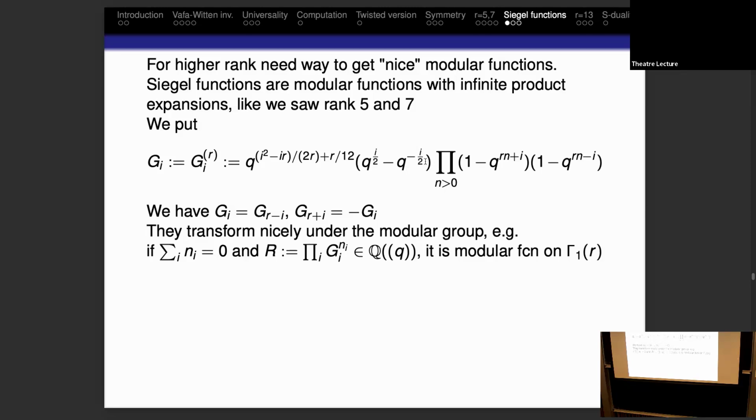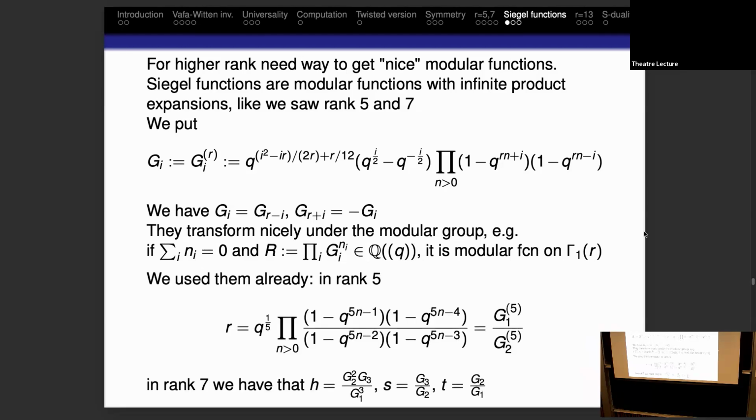It's not completely obvious, but you find that G_I is equal to G_{R minus I} and G_{R plus I} is equal to minus G_I. If you work it out, you can see that. These are not by themselves quite modular functions, but you can combine them in nice ways to get modular functions, mostly by considering products of them. For instance, if the sum of the n_i's is 0, and when I make this product we only have powers of Q, so all these rational powers vanish, then we get a modular function on Gamma_1(R).